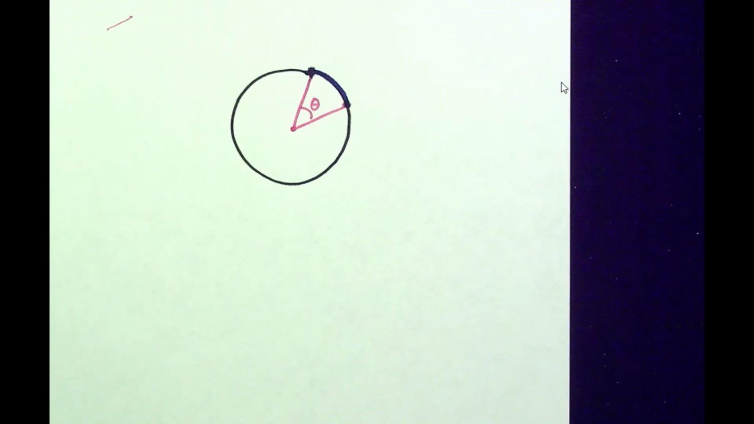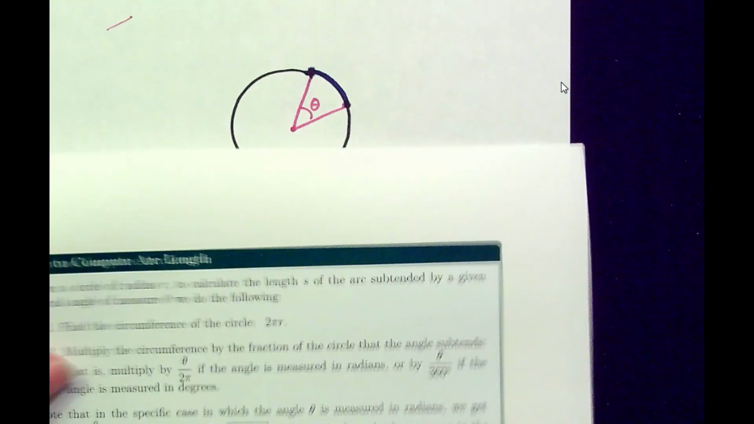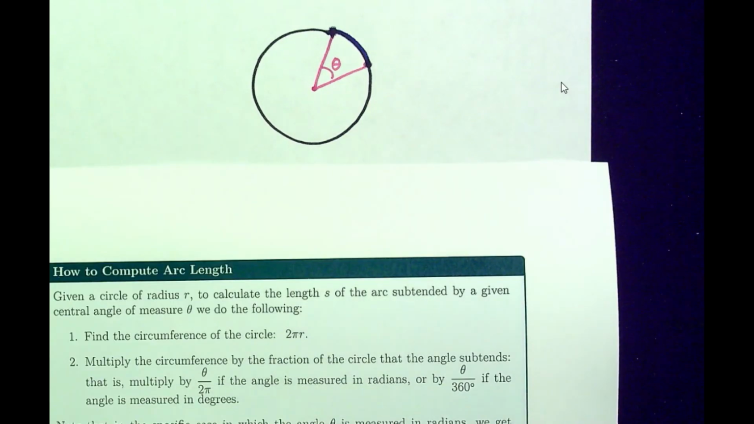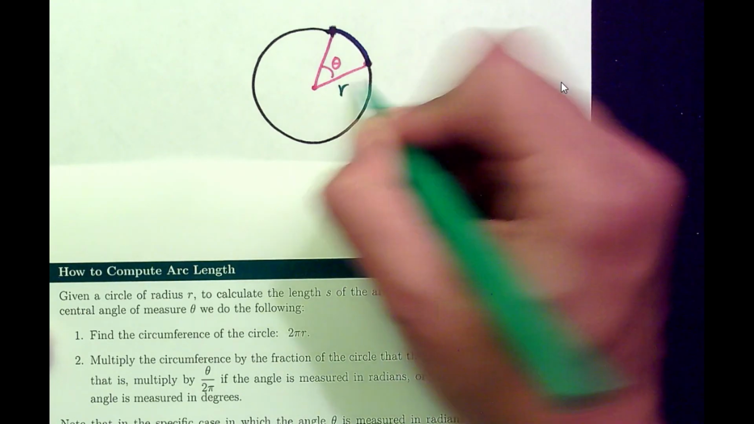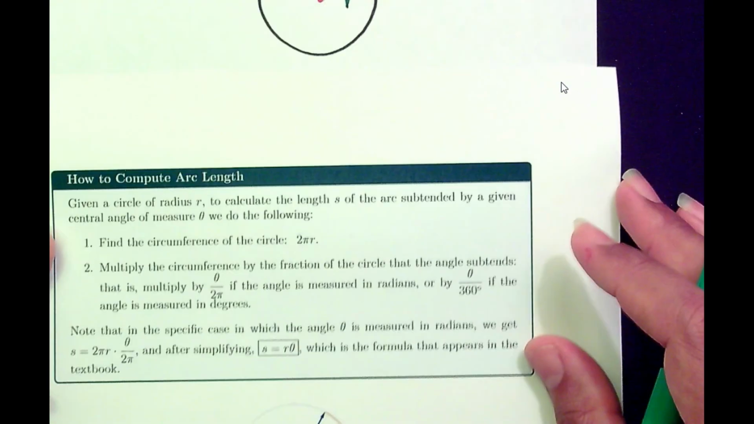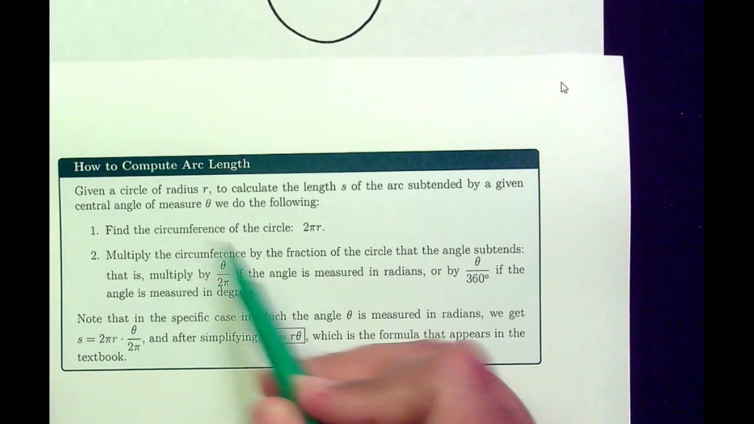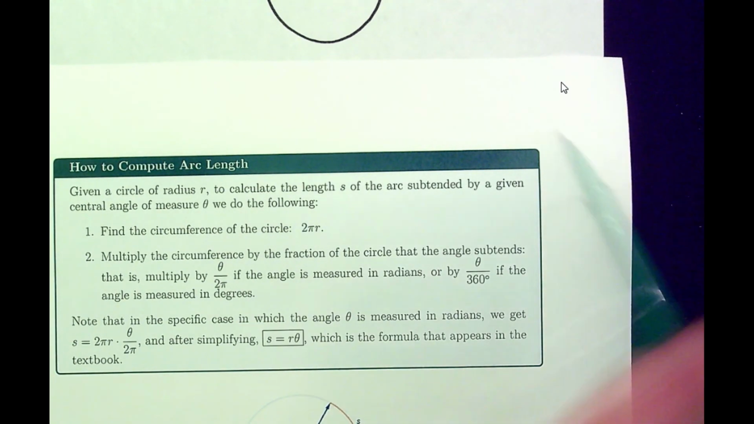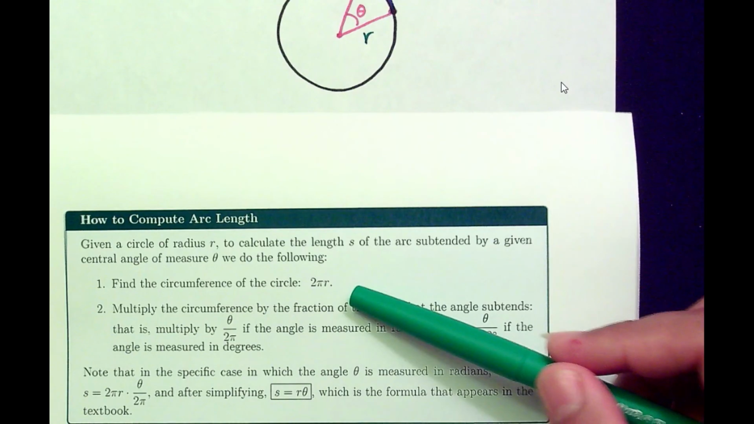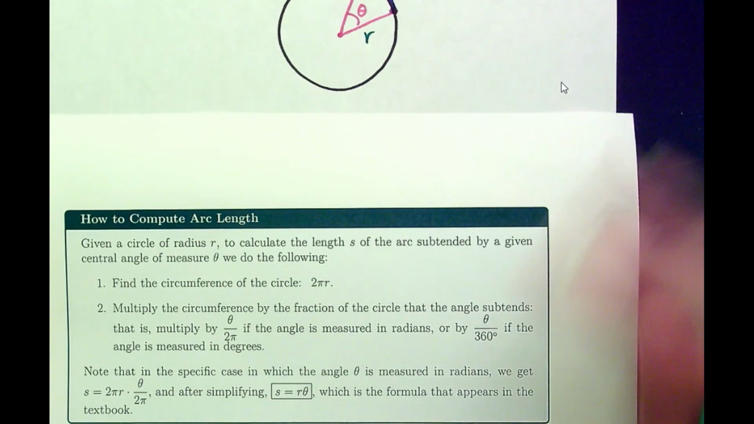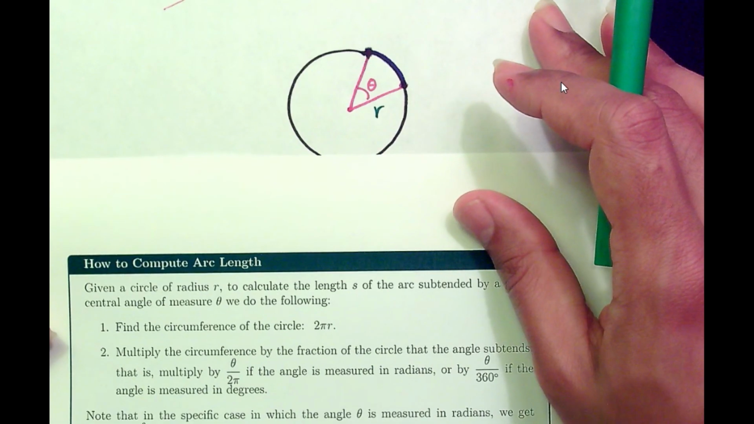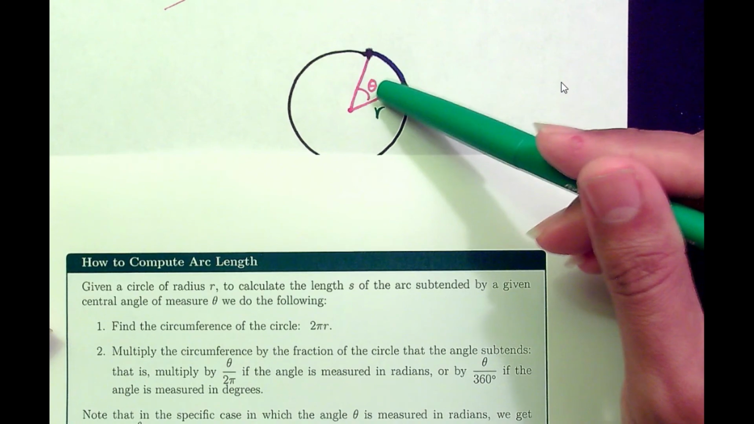The first step is to find the circumference of the circle. Of course, that means we need to know the radius, so suppose we know the radius. Recall the formula for the circumference: the circumference of the circle is 2 pi r. Then, after you find this 2 pi r, the circumference of the circle, you multiply it by the fraction of the circle that corresponds to this angle.